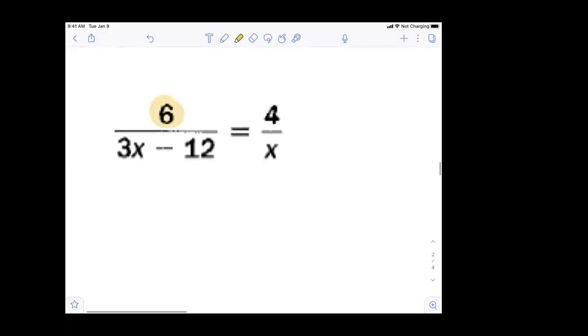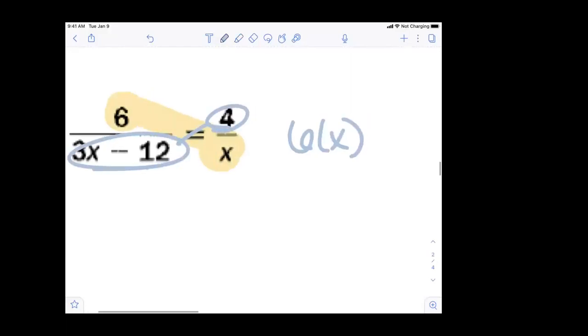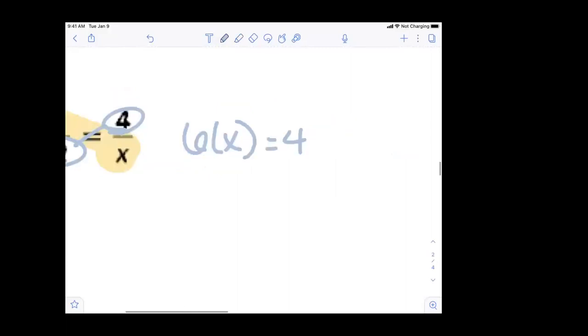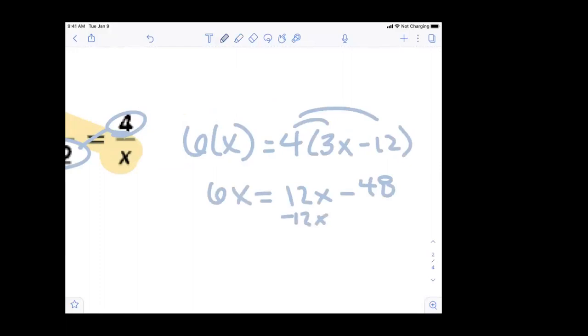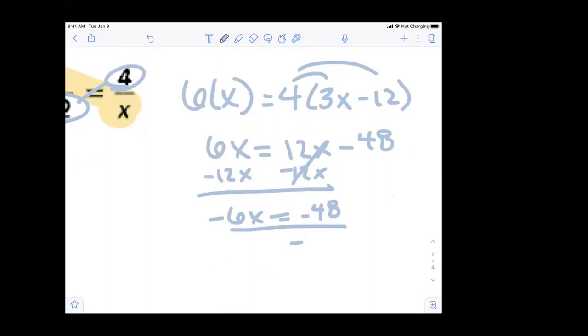Anyone waiting for me to join? Here I come. 6 times x, and then 4 times 3x minus 12. And I'm gonna literally write it like that. 4 times 3x minus 12. Make sure to just distribute carefully. So 6x equals 12x minus 48. And then I'm gonna minus 12x from both sides to get negative 6x equals negative 48. And then divide both sides by negative 6, so x equals 8.